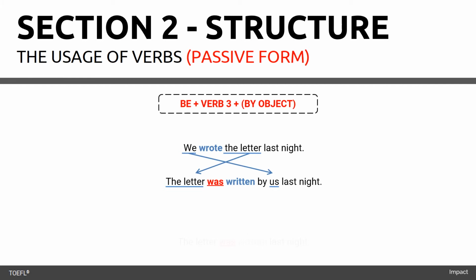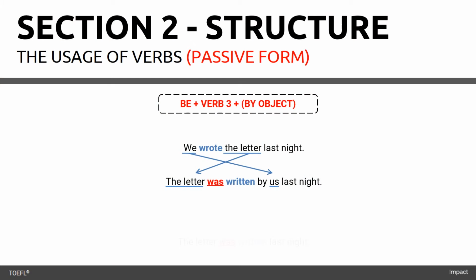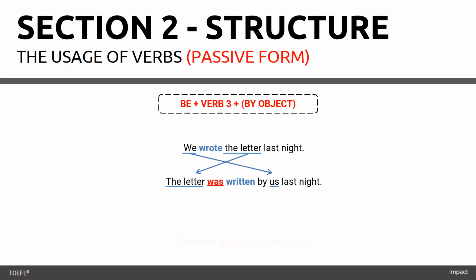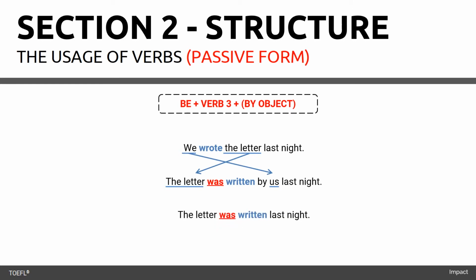Was here is a to be. Why is the to be was? Wrote. What verb is wrote? Verb 2. Exactly. From the verb 1 write. Verb 2 is used for past simple. So the to be that you will be using is was. The letter was. What is followed by the to be? The word written, which is a verb 3. Exactly. By us, which is the object. Let's look at the third sentence. The letter was written last night.